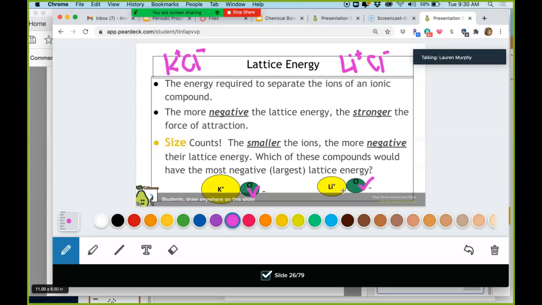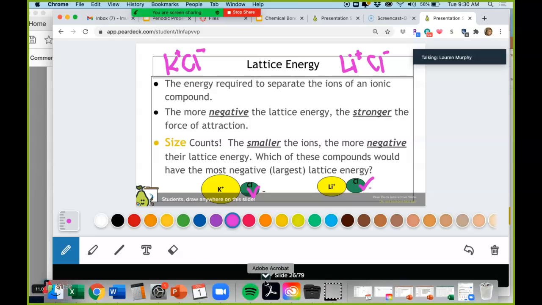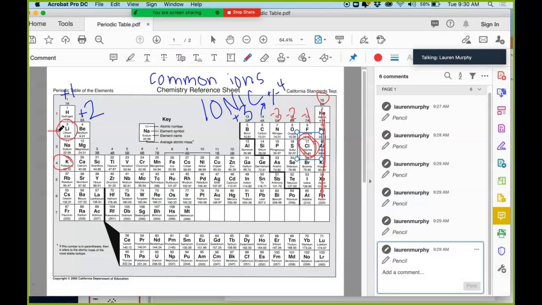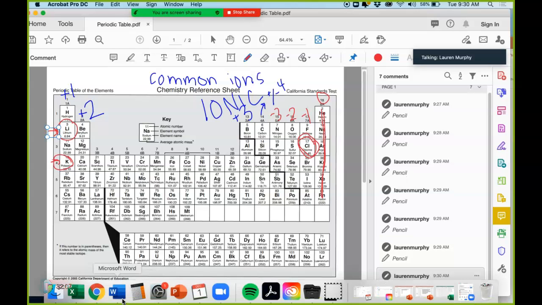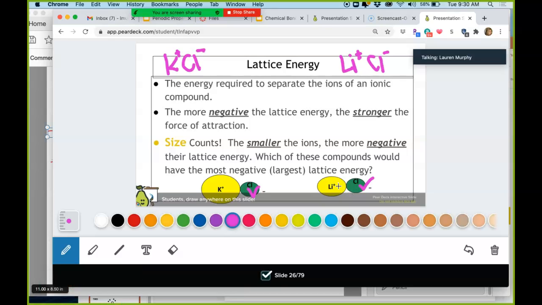But lithium is a smaller cation than potassium. So this is radius, right? Look, lithium is up here, has 2 rings of electrons. Potassium has 4. So if lithium is smaller, that means this attraction is held together more tightly, and it has a higher lattice energy, the largest lattice energy. Now, lattice energies are negative, so this kind of confuses kids. But this would be a harder compound to rip apart than this one because the ions are closer together based on size. So the size is playing a part.